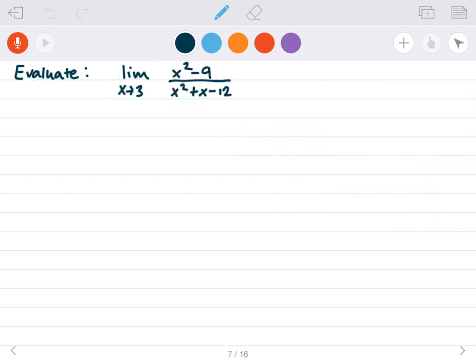All right, let's look at this one. We always want to see if we can factor. The top we can factor because it's a difference of squares, if you remember that from Algebra 2 or college algebra or whatever. The top is a difference of squares.